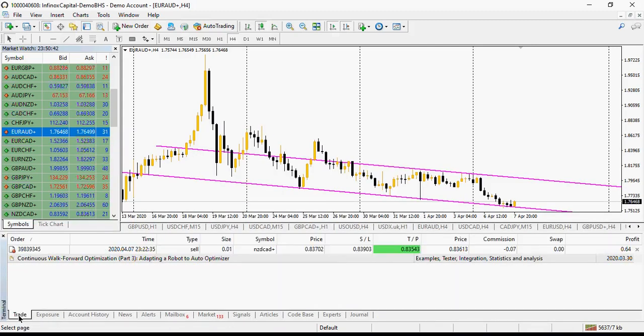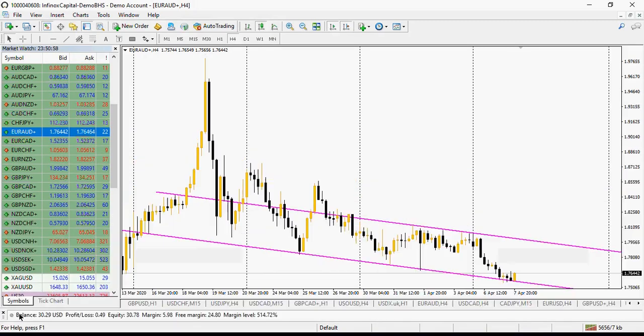Look at our trade. Our trade is in profit already. We didn't even look at it. The trade we took is already in profit. It's almost hitting the take profit. That's why the take profit is turning green. It's showing that it's almost taking profit. Okay? Yesterday, I still took a trade that got a profit.